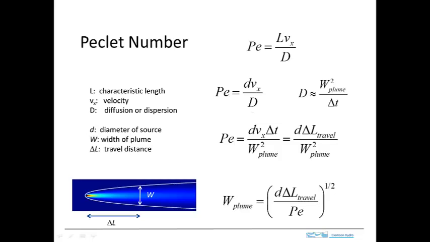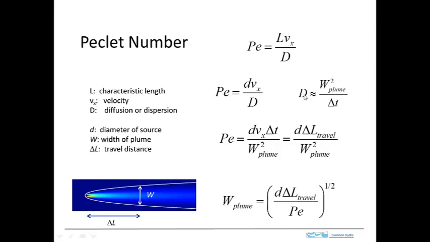Okay, so that's the first step. The next step that we have to see is that D, the hydrodynamic dispersion, is approximately equal to the width of the plume squared divided by the time that it takes to go from here to that point on the plume. Okay, so that's a way to think of the dispersion in an approximate way.